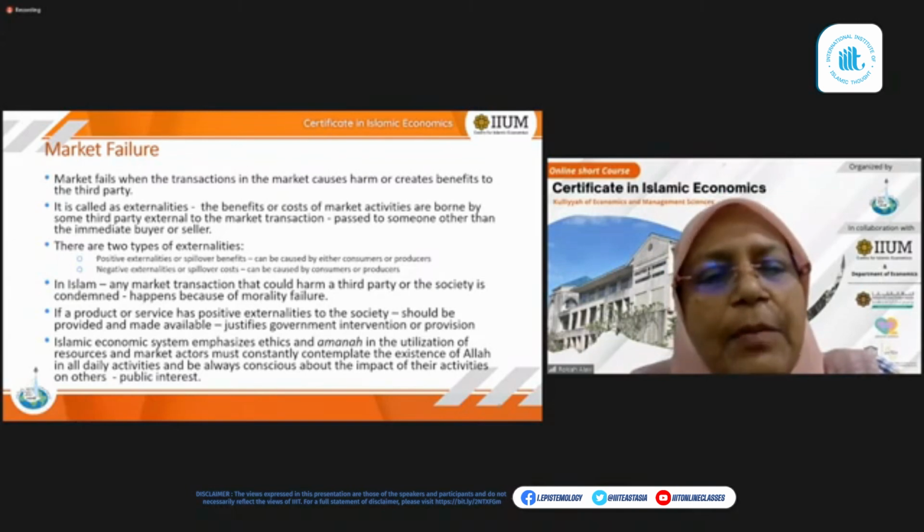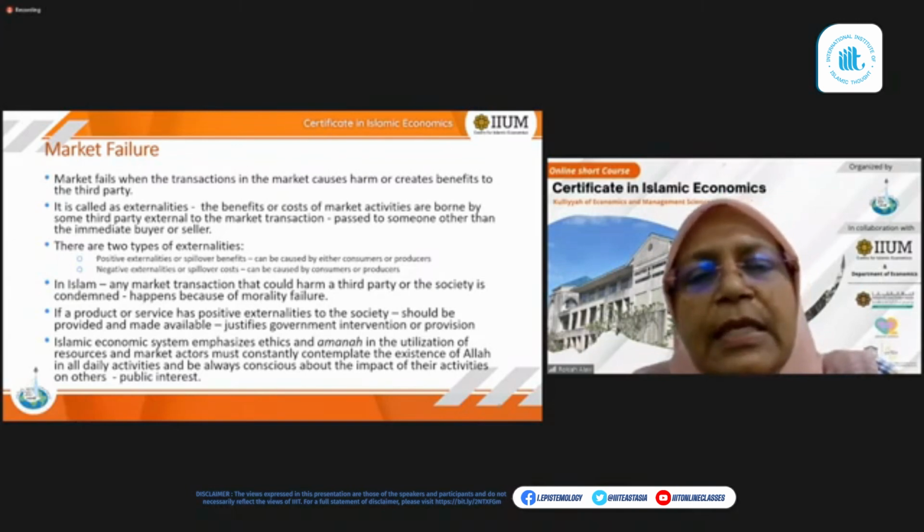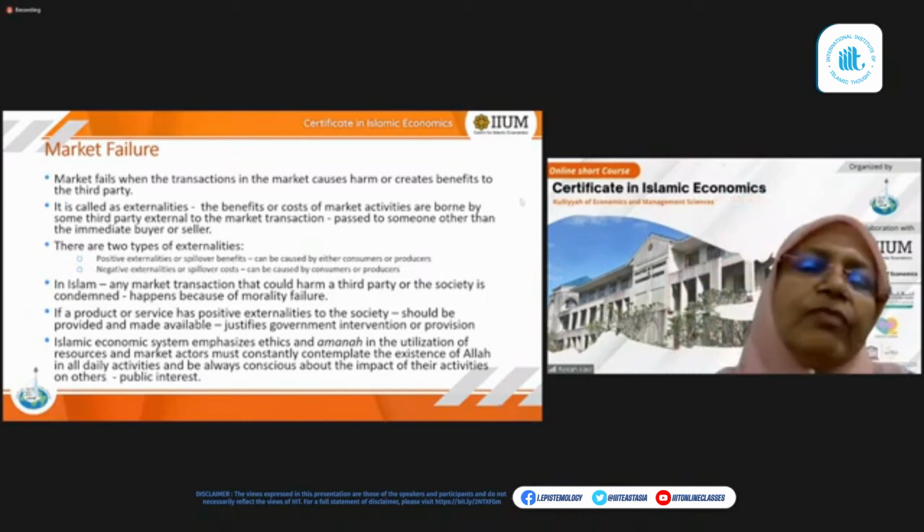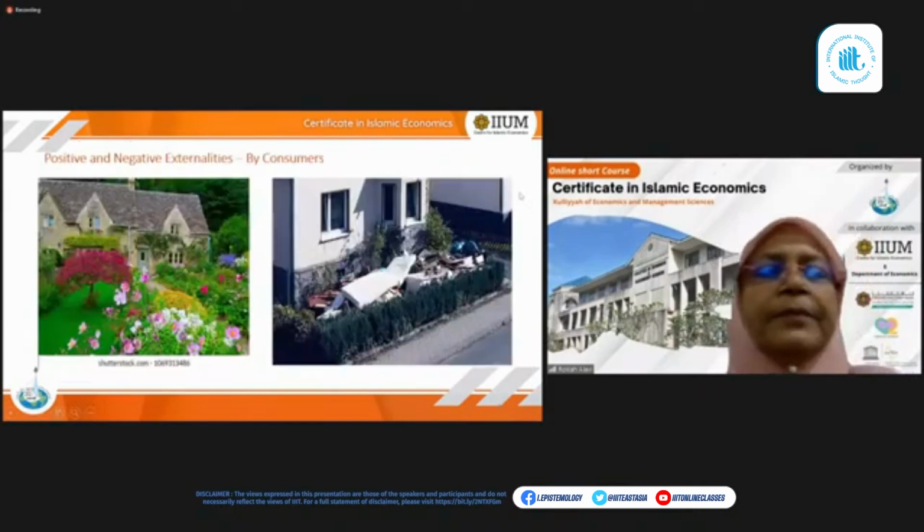In the Islamic economic system, ethics and amanah are very important, especially in terms of the utilization of resources. Market actors must constantly contemplate the existence of Allah in all their daily activities and be conscious about the impact of their activities on others. Whenever we are doing something, it's not just for our own purpose; we must remember there will be an impact on others. So public interest is a very important concept in Islam.